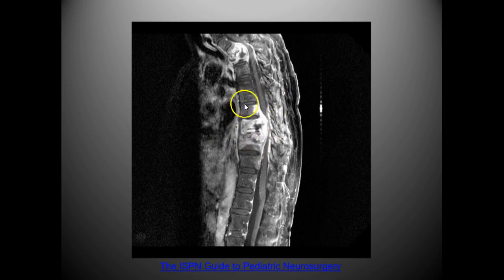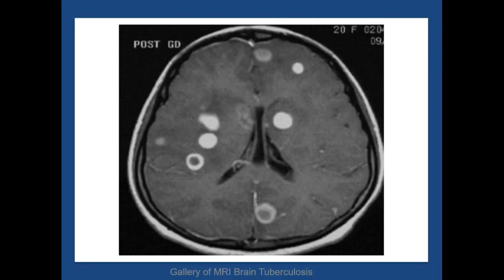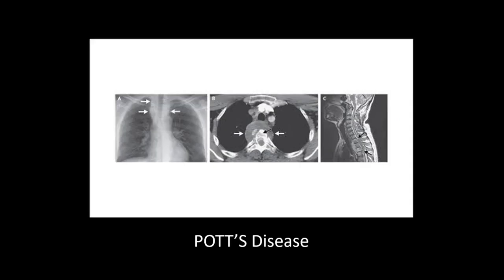I've seen this multiple times. Not good. So you can see how it's compressing the cord there. Not good. All right, so tuberculosis of the brain. It can go up into the brain, and this is what it looks like. I've seen that. Not good. Pott's disease, so you can see it in the spine.